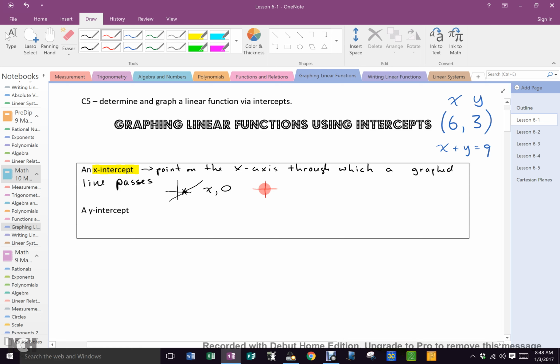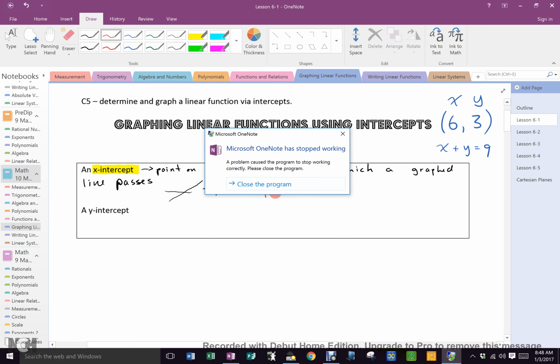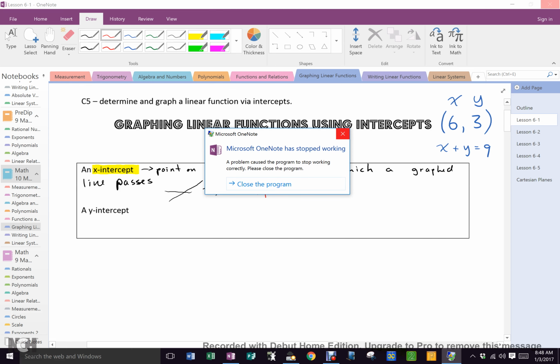Now, I'm going to draw another one. Draw another one of these. Now, draw this line. Now, how many X-intercepts are there? 2. Where are they?